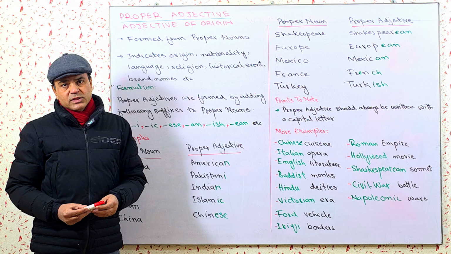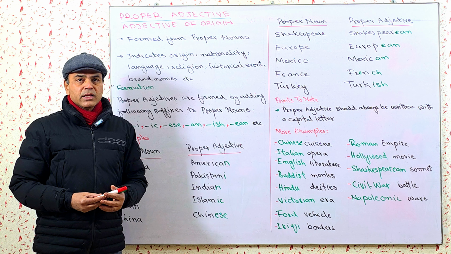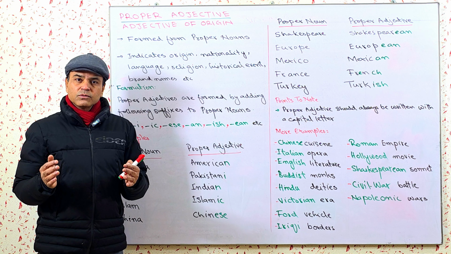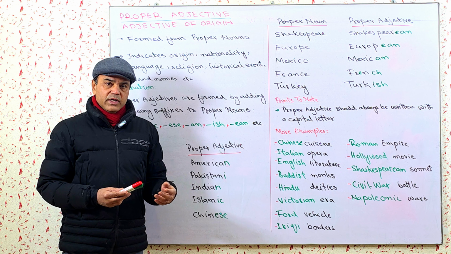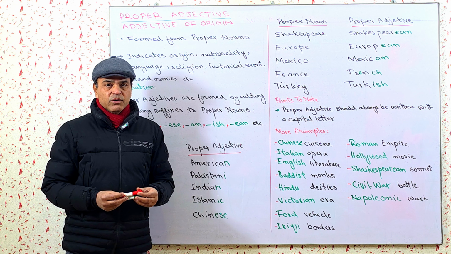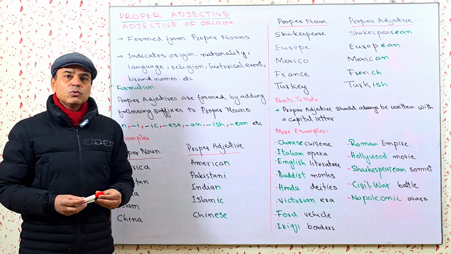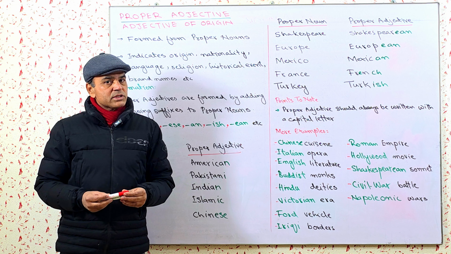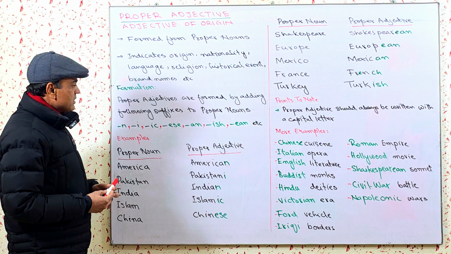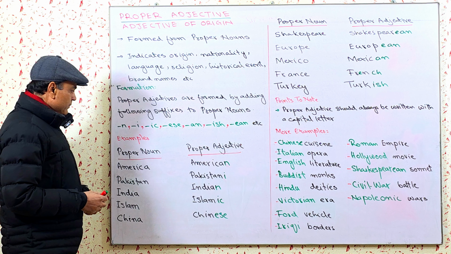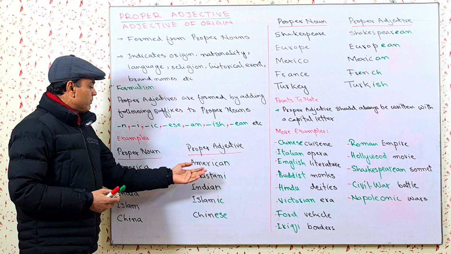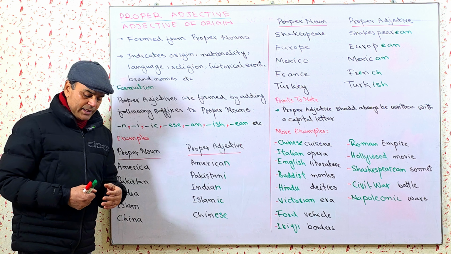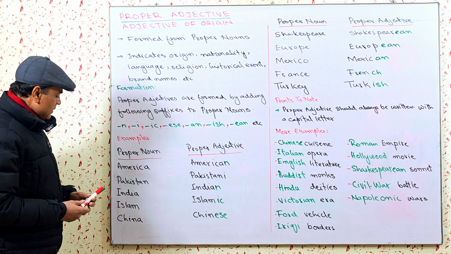But there are other ways, because this is language, and in language we cannot make certain rules and say we cannot breach them. There are so many places where we have to breach the rule, and that is what we call an exception. That is also the case with proper adjectives. So how are proper adjectives formed from proper nouns? Let's learn through examples.